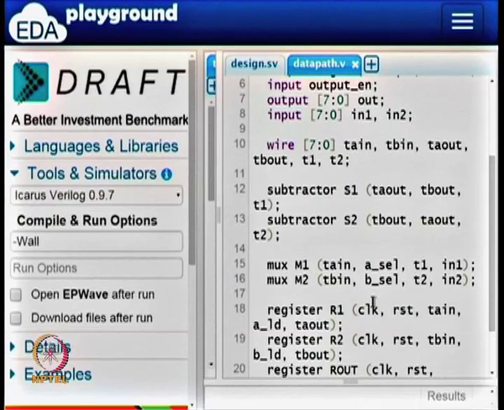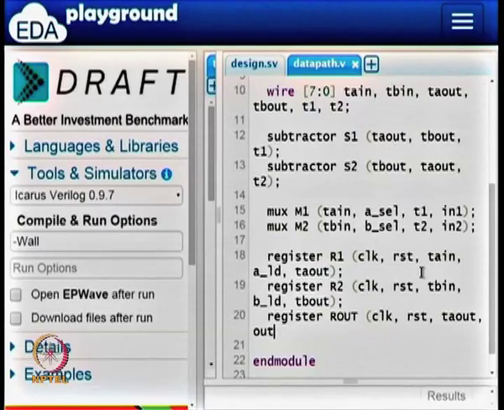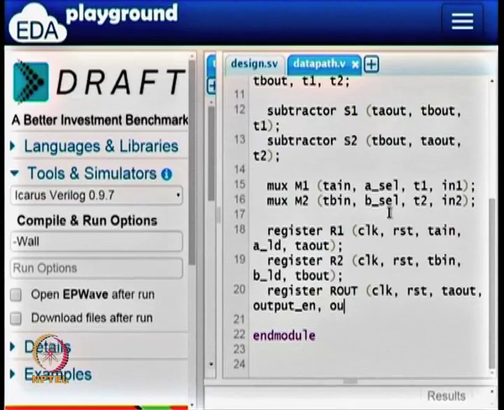The input to the register is actually TA out, the enable signal is actually coming from the external thing, this output enable is supposed to come from the controller. So, I am going to put that here, output enable, and the actual output is supposed to be driven to the output itself, which is this one, which is called out. So, I am going to put that, and this takes care of the registers.